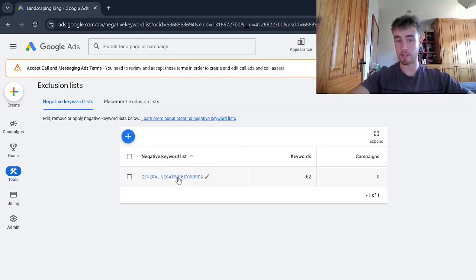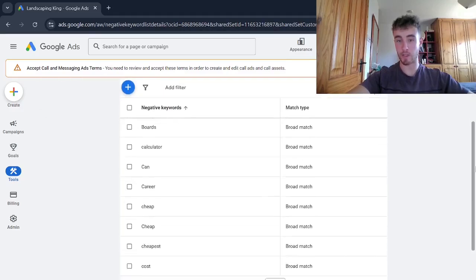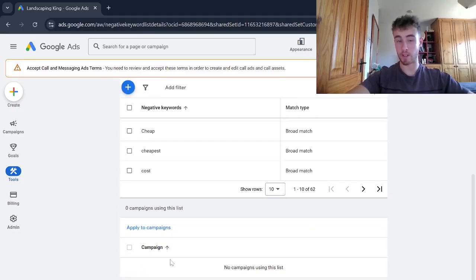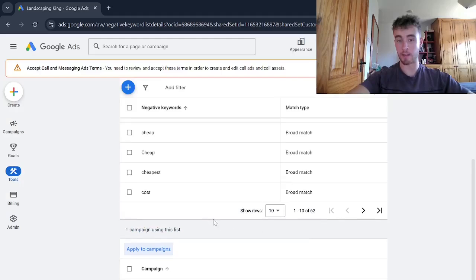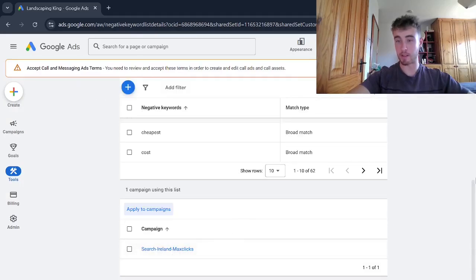And now we have a list of negative keywords in here that we don't want to appear for. And if we want to actually add that to our campaign, to make sure that this campaign that we're making is excluding all of these words, we can select the campaign that we're making, and now this negative keyword list is applied to that campaign.